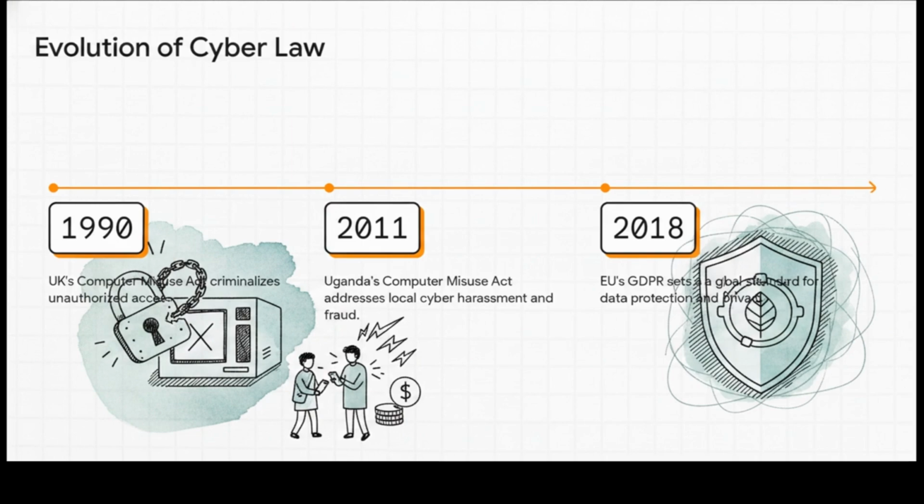It started way back in 1990 with laws that just made basic hacking illegal. But as the internet grew, the laws had to grow with it. Now we have things like the EU's GDPR, which sets a global standard for how companies have to protect our personal data. The law is always trying to keep up with the technology.